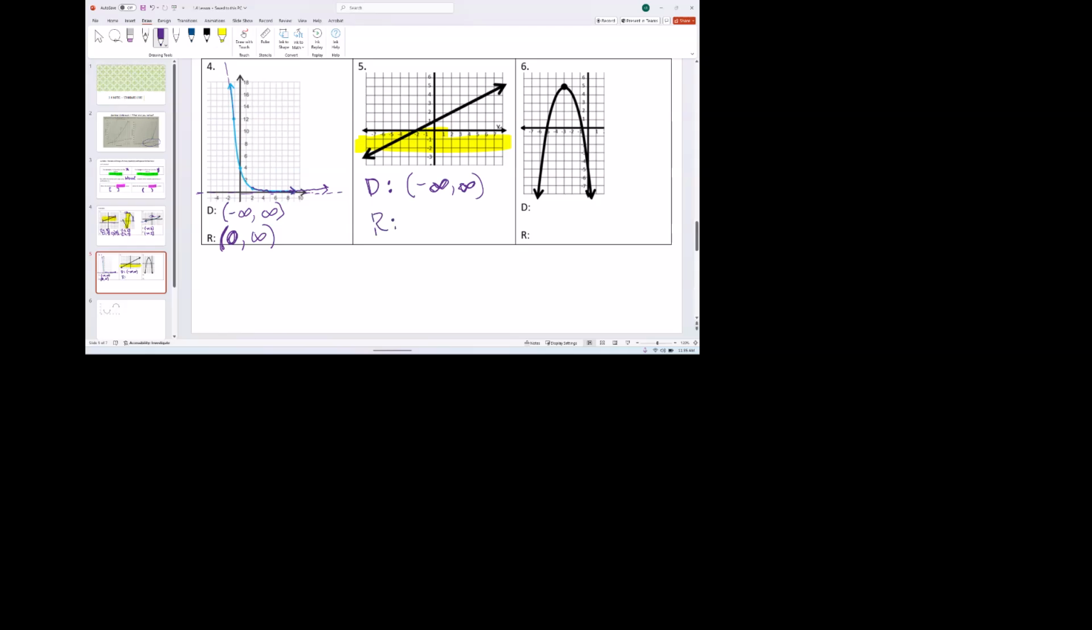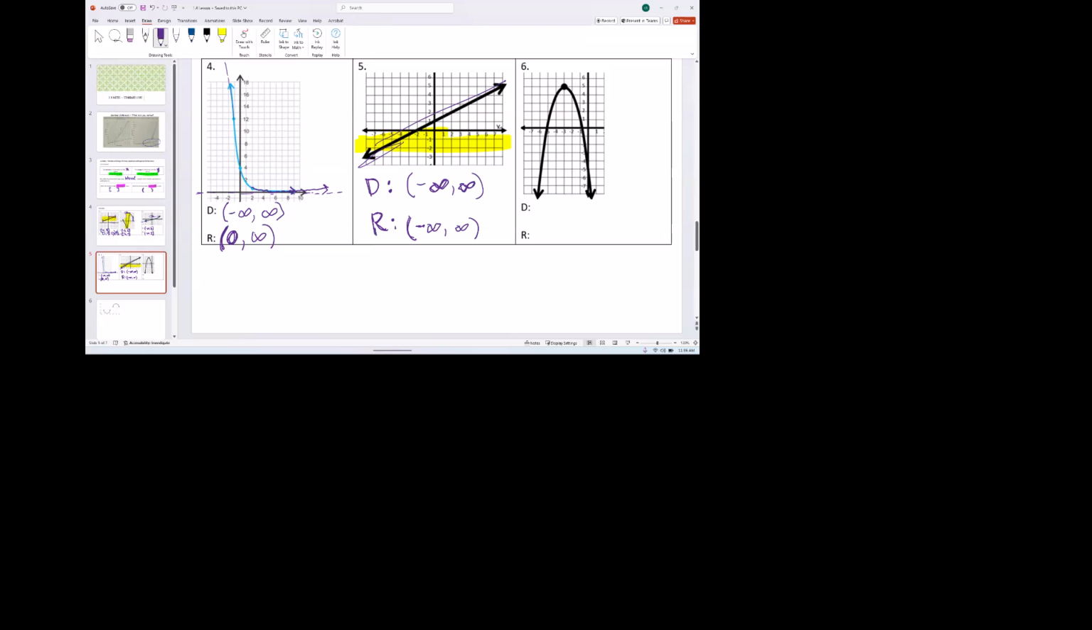Anyway, all right, range. Is this line going to go down forever? Is it going to keep going down? Yes. Yep, and it's going to keep going up. Yes. And there's no break in between. Yes. So range is also the same, negative infinity to infinity. Questions on the line? All right, what's 6? What's the name of this graph?